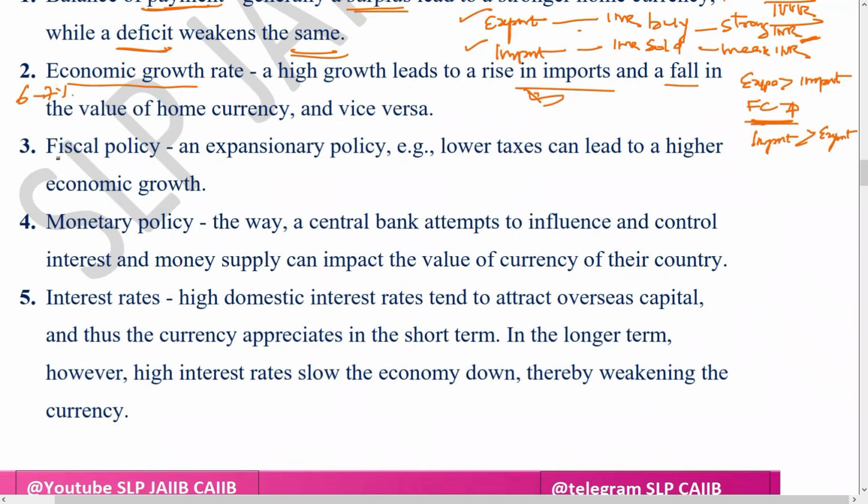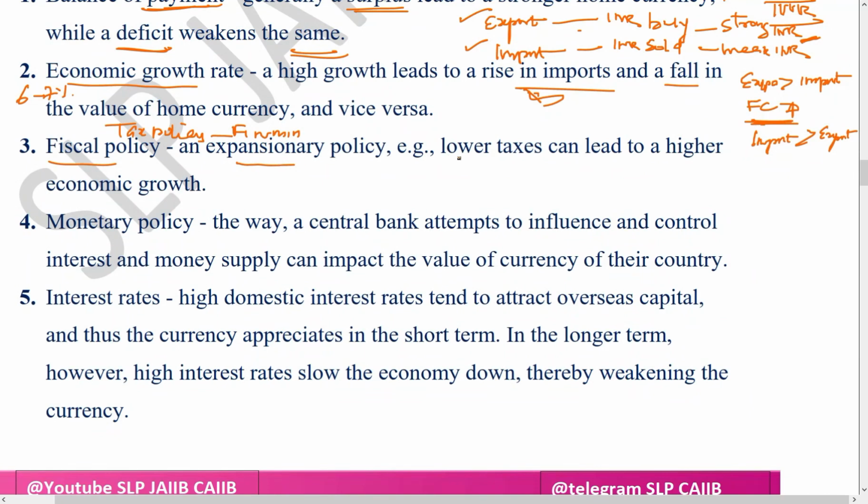Next, fiscal policy. Fiscal policy means what? Financial policy of the government. We can take our tax policy and expenditure, whatever the finance minister is doing. Our budget, everything will be our fiscal policy only. If the fiscal policy is expansionary, expansion means you are expanding the economy. Expanding the economy means you are developing. You want more growth.